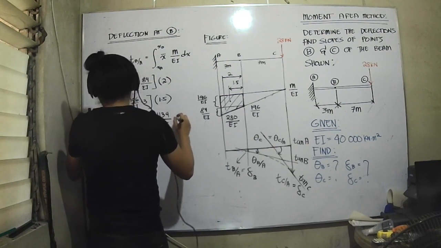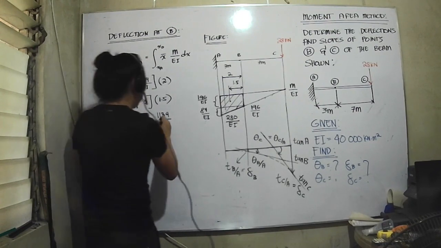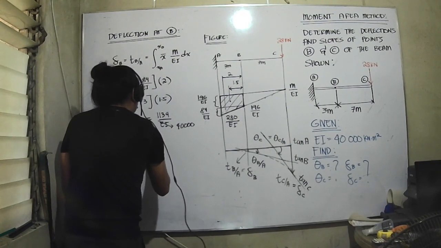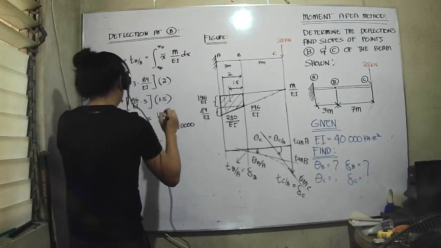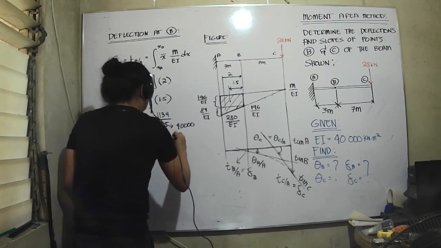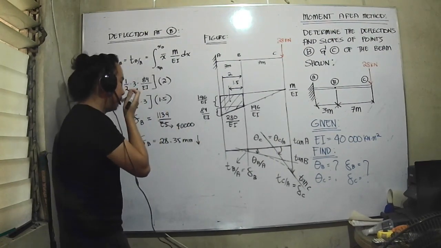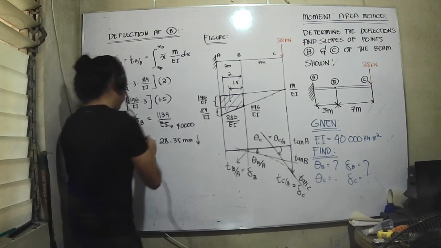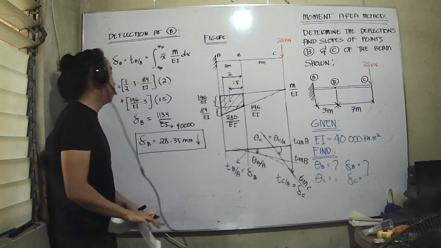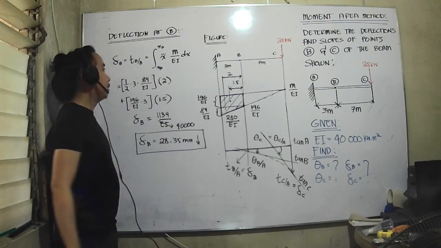Substituting EI dayon with 40,000, we will have negative 28.35. That is in millimeters. Okay? I-times pa naman siya 1,000. Di ko ganag negatives kayo. Ako lang butang din na going down. Okay? So, yung nga niya itong once again for deflection at B.